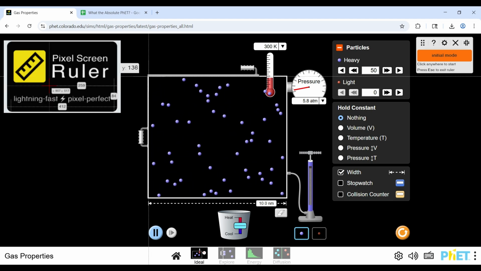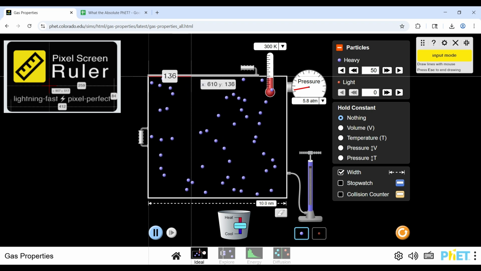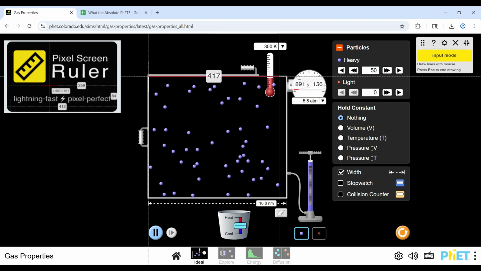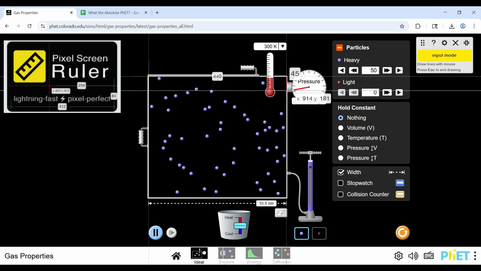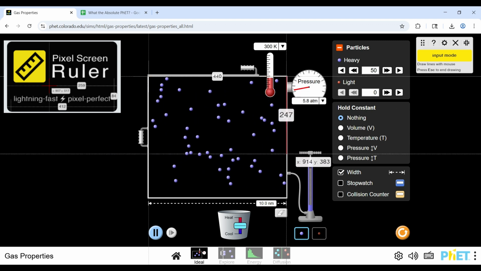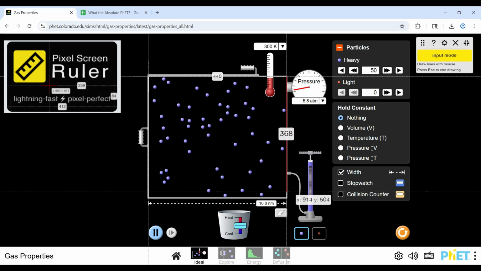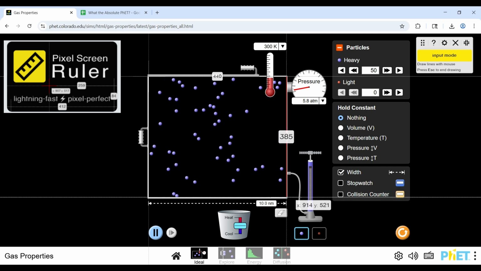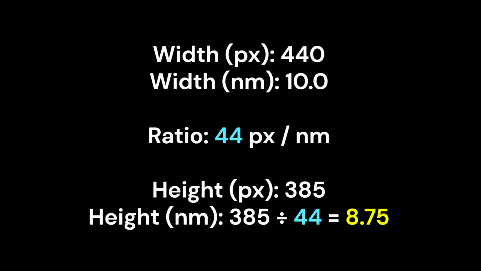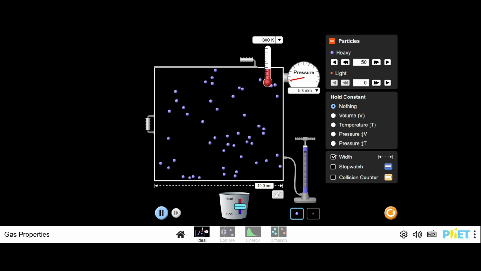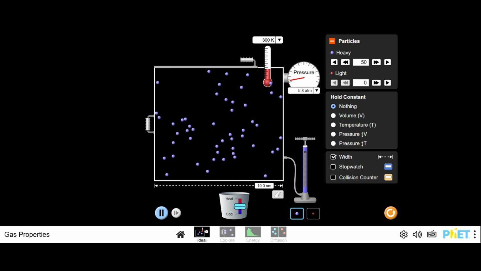Luckily, the Chrome extension Pixel Screen Ruler works perfectly. It was maybe the third or fourth one I tried, so though I may never need it again, I'll recommend it for the fact it actually did what I wanted it to do. Anyway, we can see the width of the box is 440 pixels, but the height is only 385. With a ratio of 44 pixels per nanometer, the resulting height of the box is 8.75 nanometers. Two dimensions down, one to go, and I can get it if I use the simulation to find volume.